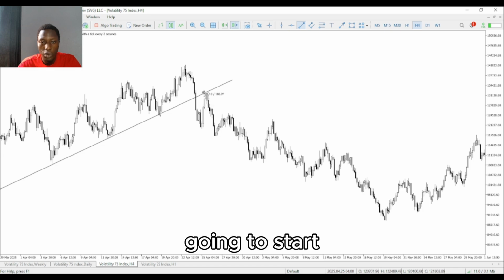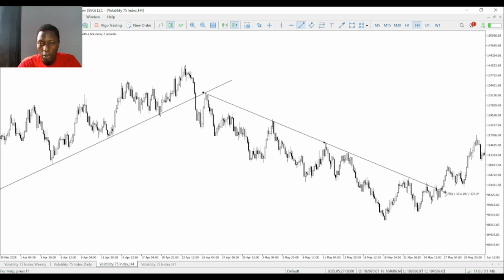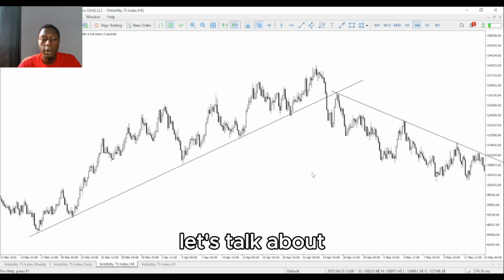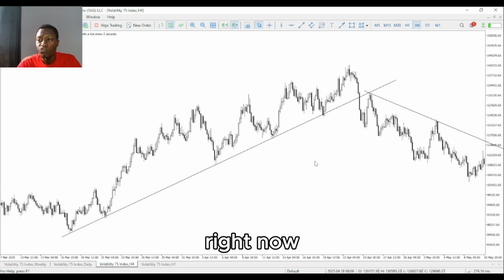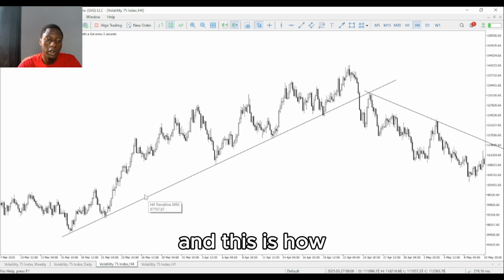This is where I'm going to start the trend line from, and boom, this is my trend line. So now let's talk about the essentials. First of all, to draw a proper trend line without confusion, you need a minimum of 2 swing points to draw a proper trend line. You understand?